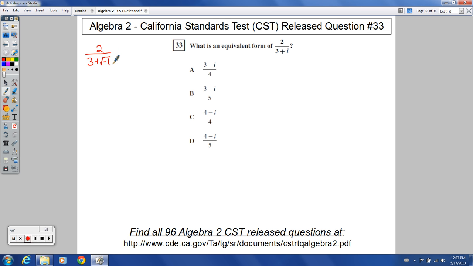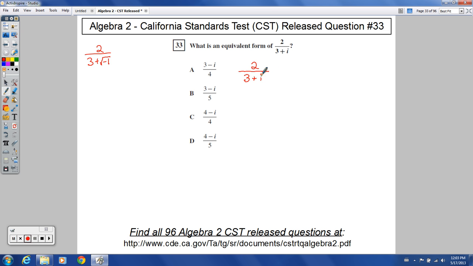Before they had calculators, that was more necessary, but we still do that so you can have similar answers to compare to one another. And so this is equivalent to this, but this definitely doesn't look like one of these things. How can I get rid of this i on the bottom? Hopefully you remember something called the complex conjugate. We're going to multiply by the complex conjugate.